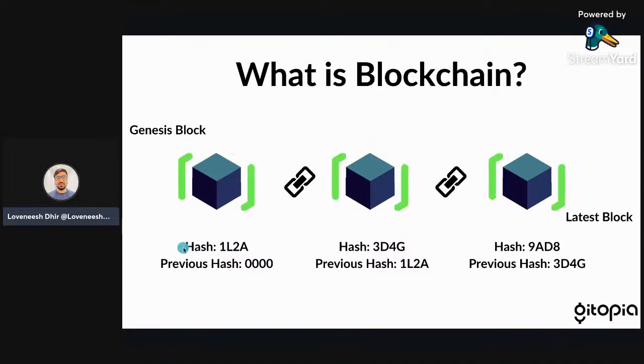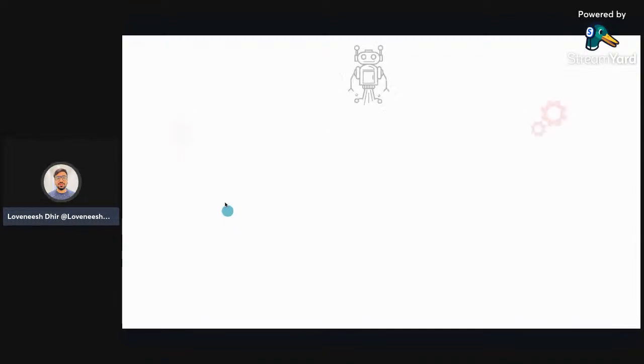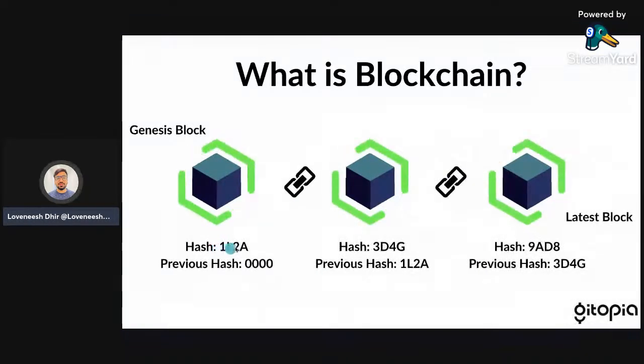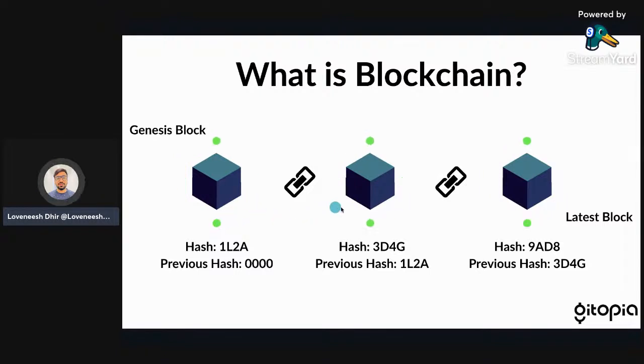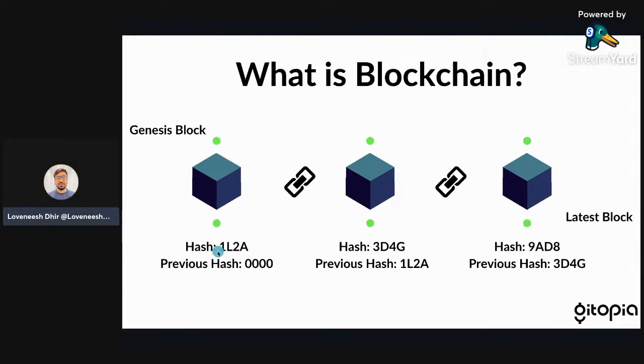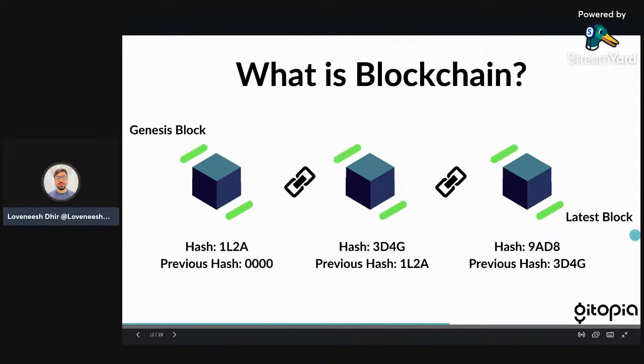So you can see that this is the hash of this particular genesis block. Each block is connected with each other by using the previous hash. You can see that this is the hash of this block and the next block, and it is connected with the previous block with the help of the previous hash, and this is the latest block. This is how a blockchain looks.